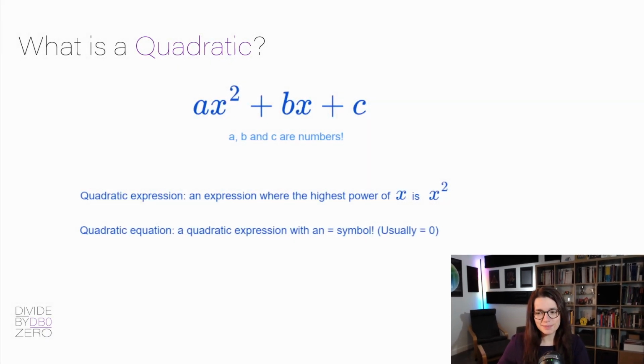So let's start by thinking about what is a quadratic expression or equation. They usually look like this: ax squared plus bx plus c, where a, b and c are numbers. More generally though, a quadratic expression is an expression where the highest power of x is x squared, and a quadratic equation is a quadratic expression with an equal symbol, and it's usually equal to 0. The word quadratic actually comes from the word quadratum, which is Latin for square. And that's because it's all to do with x squared.